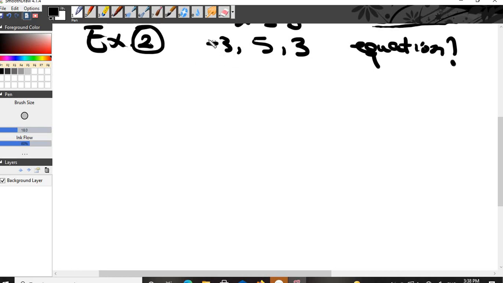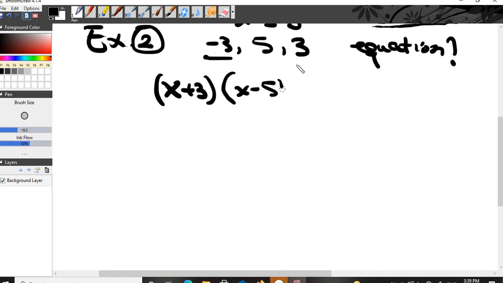So we know if the zero is negative, we must have addition. So it must be x plus 3. This one will result in negative 3 when we set it equal to 0. And when we have a positive, it must be negative at the beginning: x minus 5. And this one is positive as well, so it's going to be x minus 3, and the whole thing must equal 0. So we can see it.